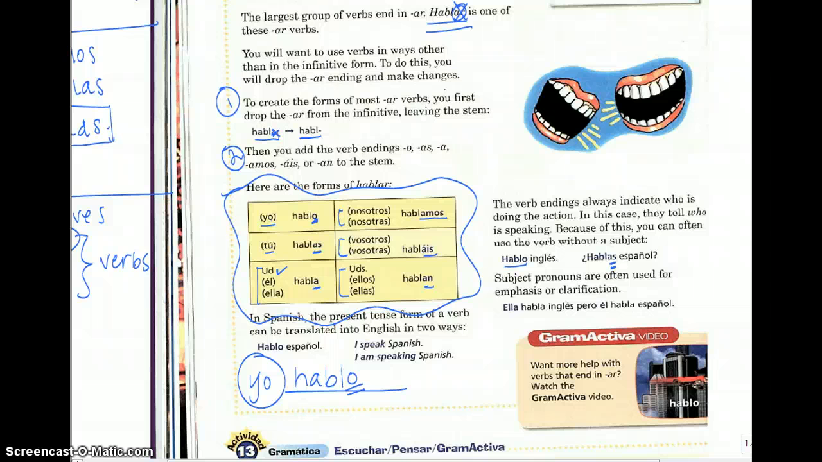Subject pronouns can be used for emphasis or for clarification, so really the only time that it's absolutely 100% necessary to have a subject pronoun is when you're in the third person down here. So when you're using the él, ella, or usted, and then ellos, ellas, or ustedes, because those can have different options. So if, for example, right here, if I just wrote habla inglés pero habla español, you have no idea who is the one doing the talking. That's why you need the subject pronoun. But if I wrote hablo inglés pero hablas español, you know that hablo is yo and hablas is tú because those correspond with the subject pronoun.